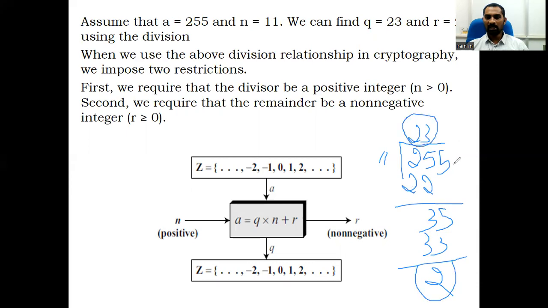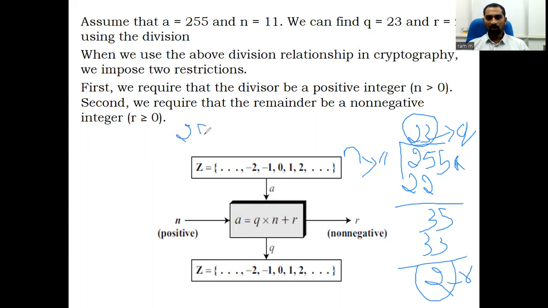Okay. Now in this case, our a is 255, which is being divided, and n is equal to 11. We call it the divisor. The value we got here, we call it the coefficient. We can represent it by using q, and the value which is finally not divisible by the divisor is called the remainder.